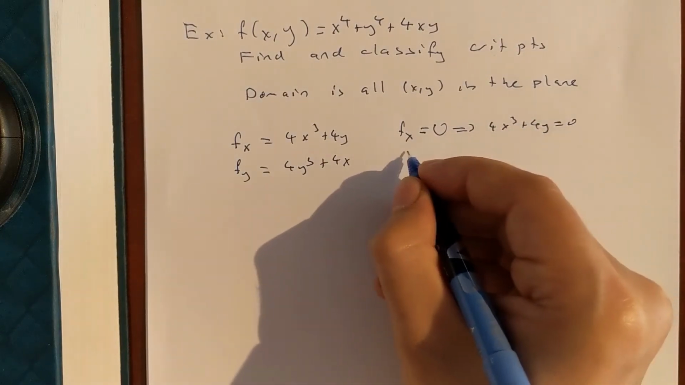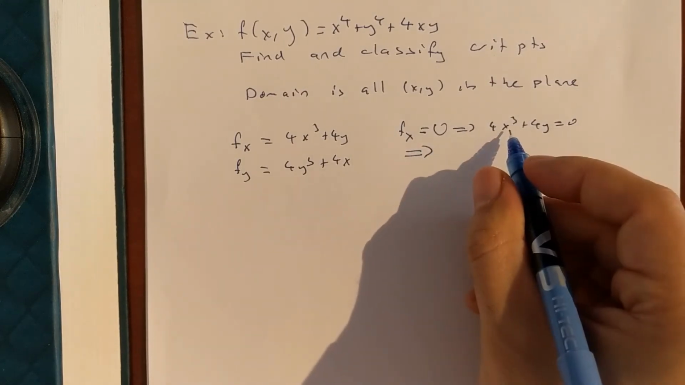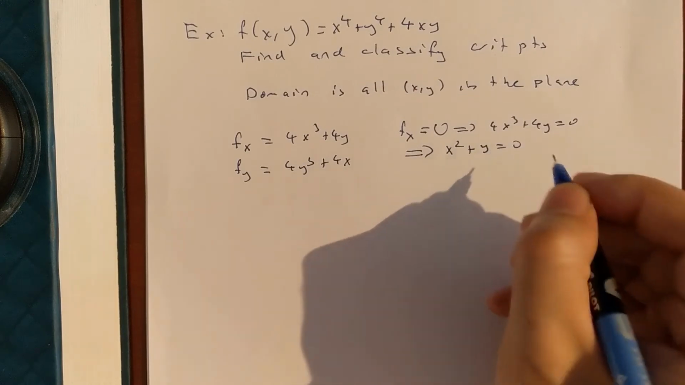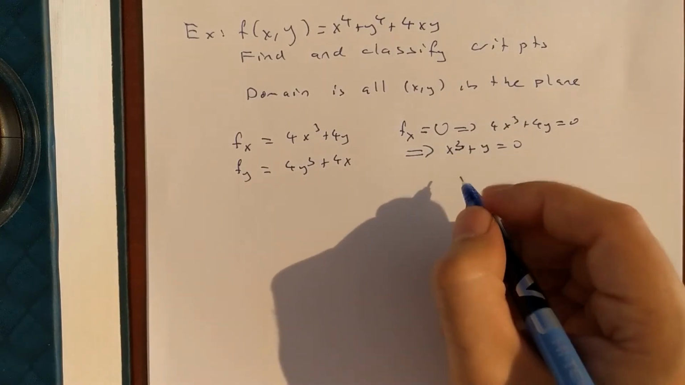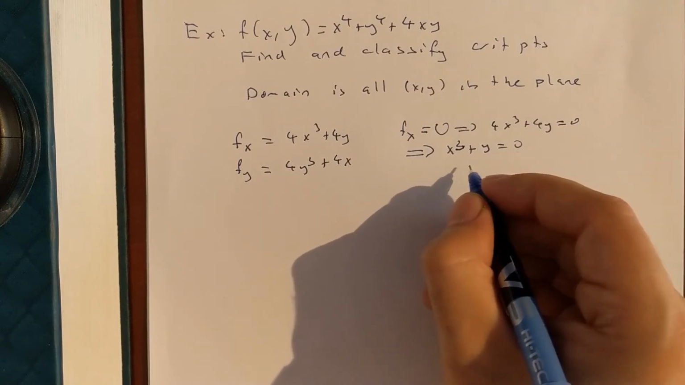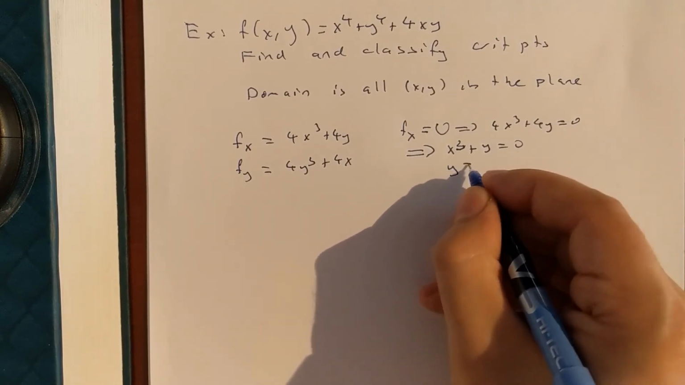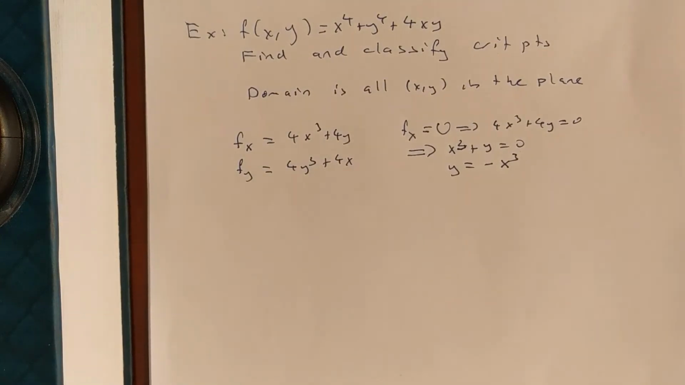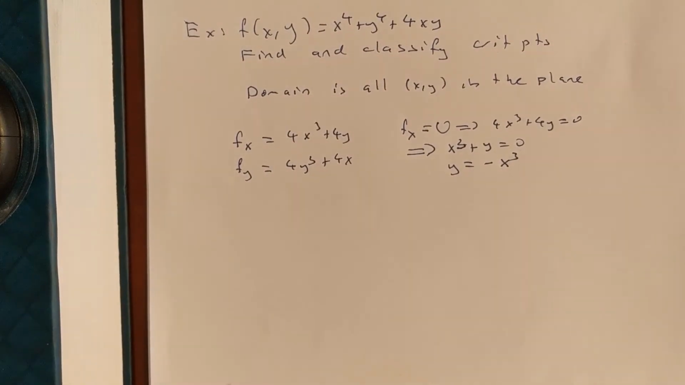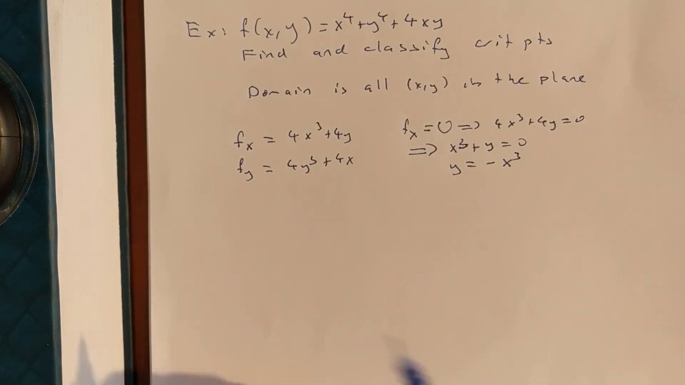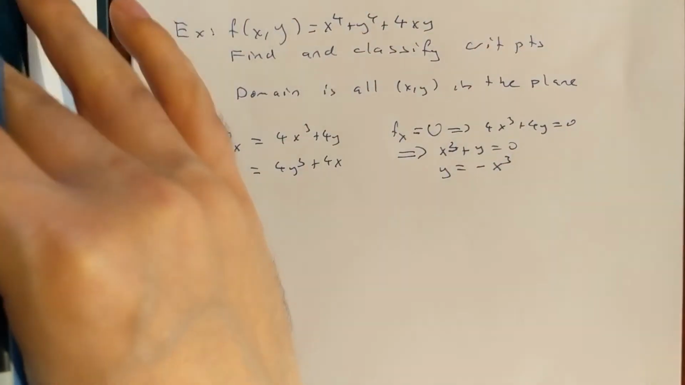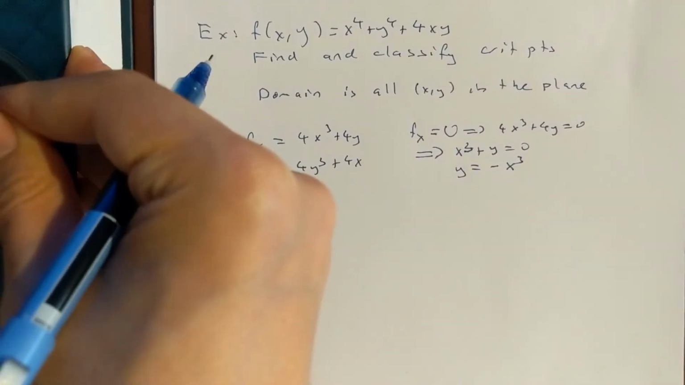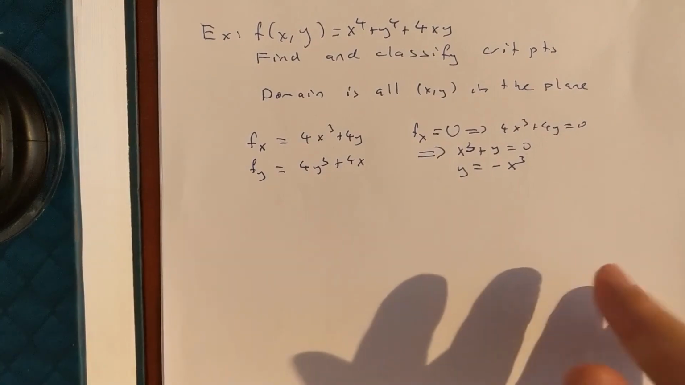Well, let's get rid of the 4. We have x cubed plus y equal to 0. So we have y equal to minus x cubed. Okay, so this is actually a two-dimensional curve. We got a two-dimensional curve from f sub x. So it's infinitely many points. Hopefully, f sub y is going to narrow this down for us, which it will.